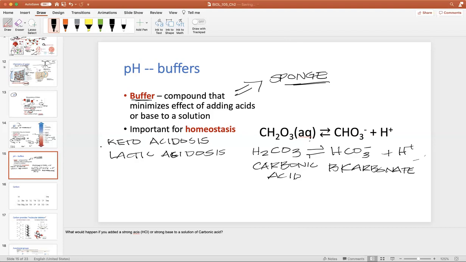Ketoacidosis occurs when you don't eat any carbohydrate and you're getting all of your energy from fat. As you break apart those fats, you end up creating something called ketone bodies that are then metabolized into acids. Lactic acidosis is the result of, like, if you do a lot of exercise and you go into an anaerobic phase, we'll talk about that when we get to cellular respiration, you end up generating something called lactic acid. So in both these situations, you have acids circulating in your bloodstream.